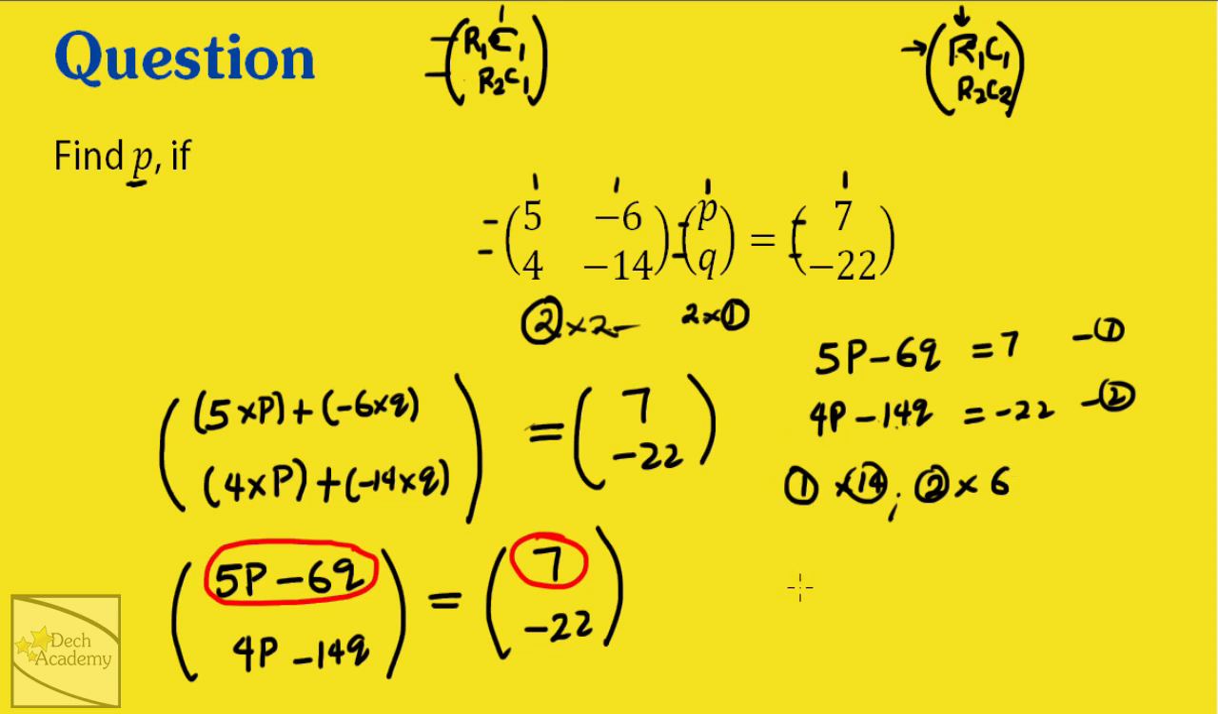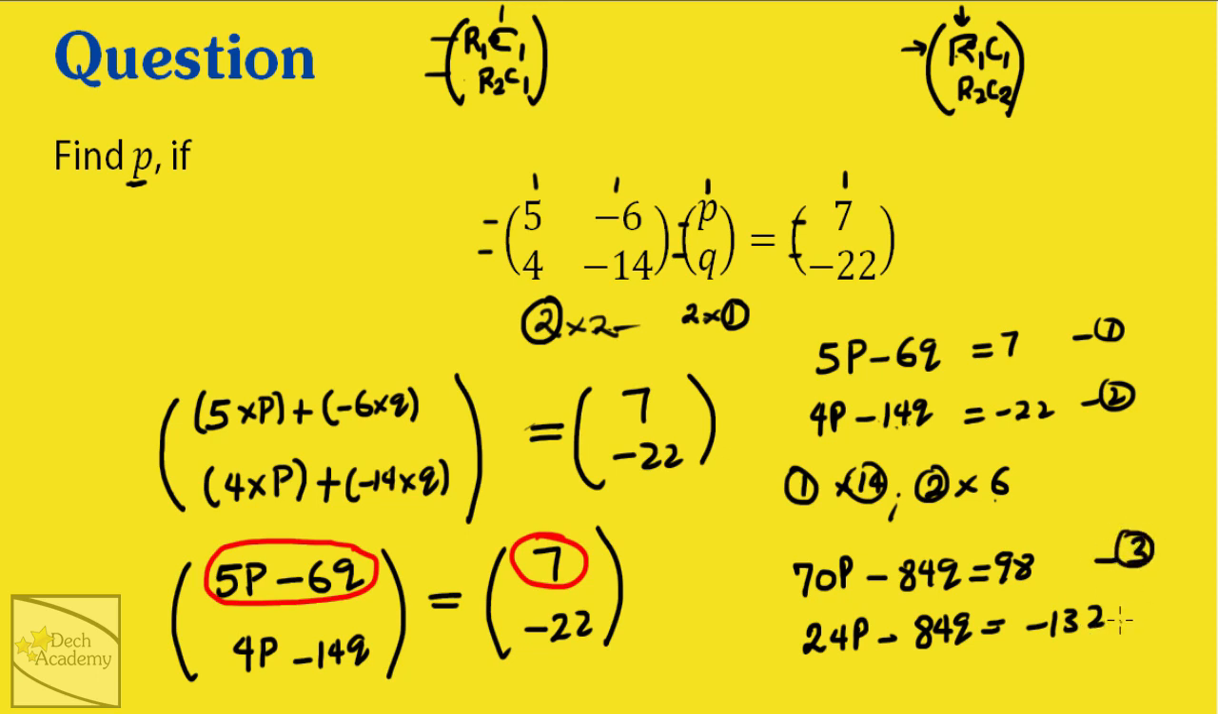So equation 1 by 14, so 14 times 5P is 70P minus, what's 14 times 6Q, that's 84Q, then 14 times 7, that's 98. And then equation 2 is being multiplied by 6. 6 times 4P is 24P. 6 times minus 14Q is minus 84Q. And 6 times minus 22 is minus 132. So I'll call this equation 3, and I'll call this equation 4.